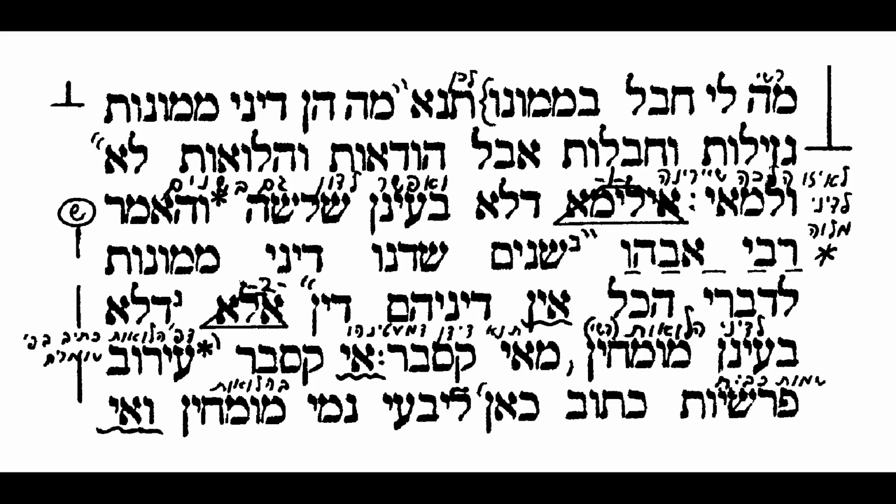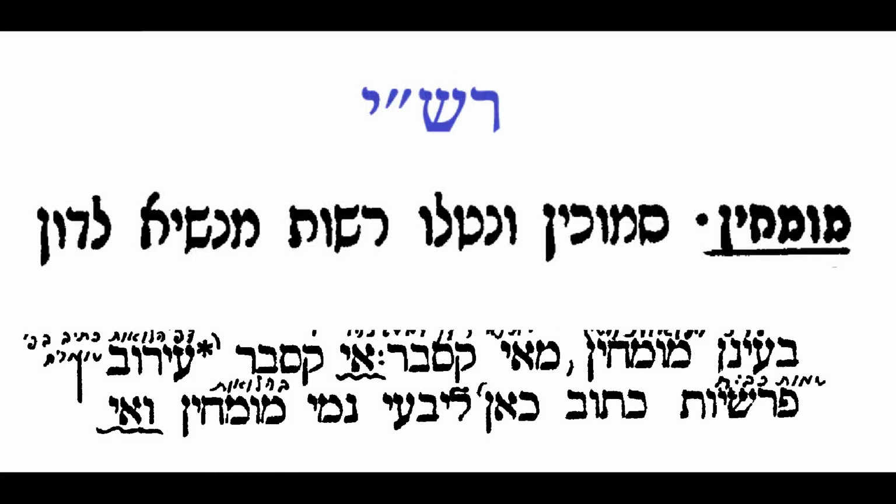Ella, maybe the lo bo'inon mumchin. Maybe Rabbi Avo is suggesting that we don't need expert judges for the case of halvos. Mumchin, Rashi describes, smuchin v'notlu reshus minosi lodun. People that received smicha for the purpose of judging and received permission to judge from the nosi, from the leader.